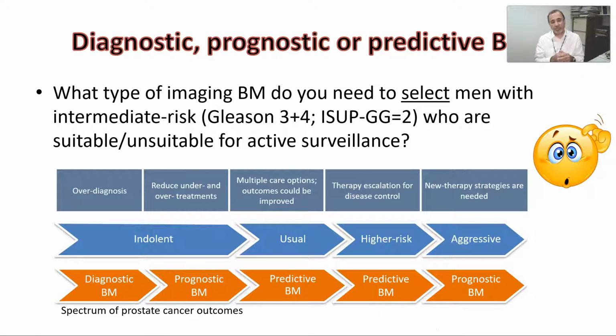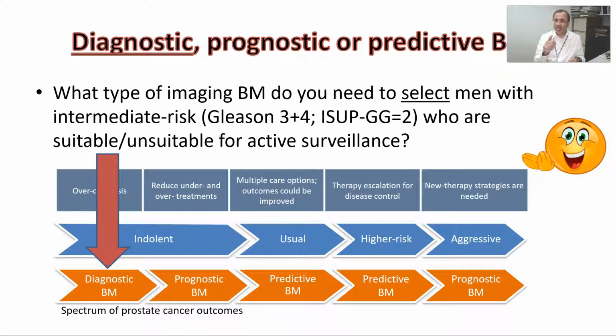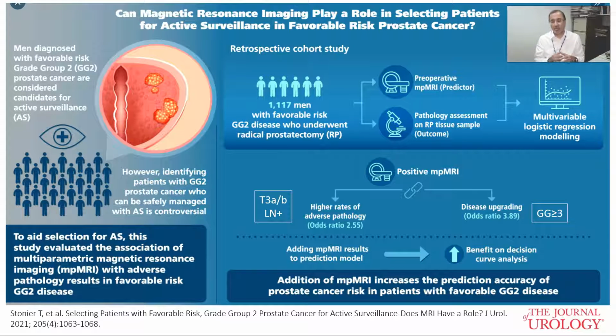Okay, different question. What type of biomarker do you need to select men with intermediate risk favorable cancers who are suitable or unsuitable for active surveillance? For these patients, again, you need a diagnostic biomarker. And here is some data to show that.